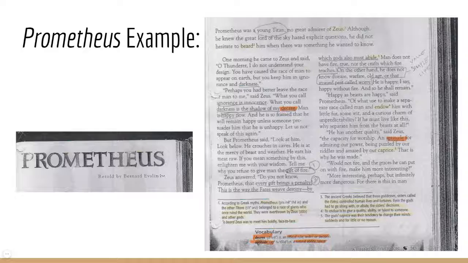I also underlined important parts of the text and put numbers 1 and 2 next to lines that I felt answered those questions. I also circled an excerpt from the top right corner of this page, which says, "On the other hand, he does not know disease or a fair old age, or that inward pest called worry." To the side, I took note, "Value simple life." This is so I can remember how the gods felt about man at the beginning of the Prometheus myth.